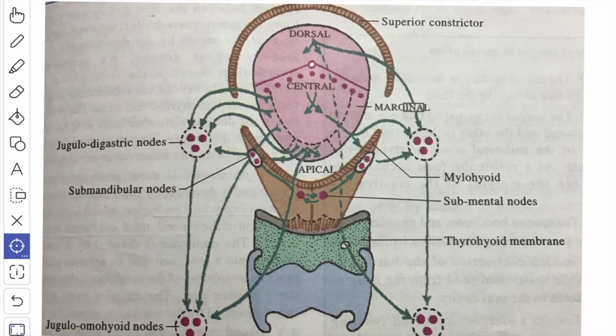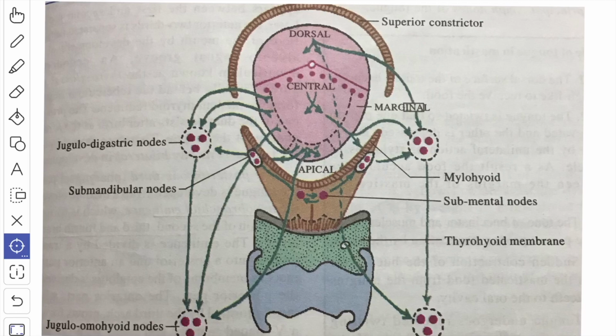Next we'll see about the lymphatic drainage. The lymphatics of the tongue consist of intramuscular and submucous plexus and they are arranged into four sets: the apical set, the marginal set, the central set and the dorsal set. The apical set drains the tip and the frenulum linguae and descends with or without decussation and terminates as follows.